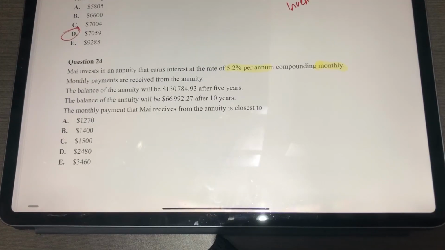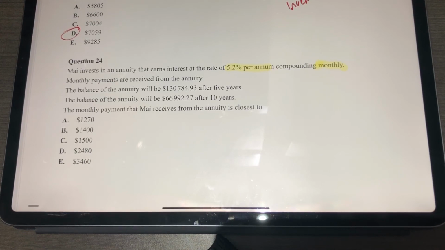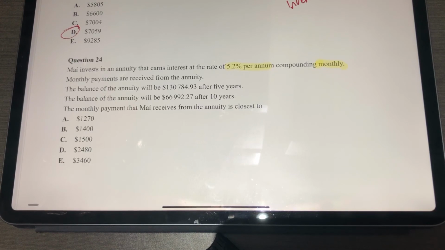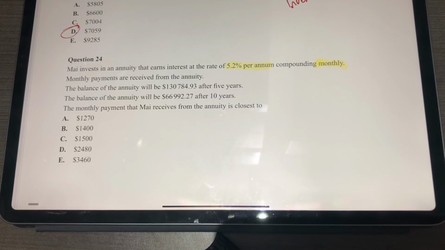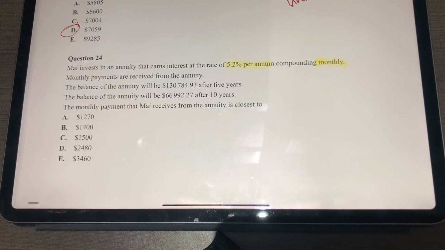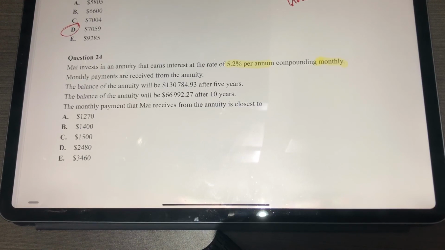Sorry. Question 24. Maya invested in an annuity that earns interest at the rate of 5.2% per annum, compounding monthly. Monthly payments are received from the annuity. The balance of the annuity will be $130,784.93 after 5 years, and the balance of the annuity will be $66,992.27 after 10 years. The monthly payment that Maya receives from the annuity is closest to what?